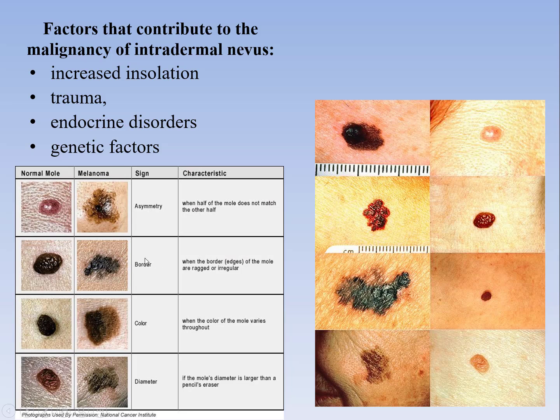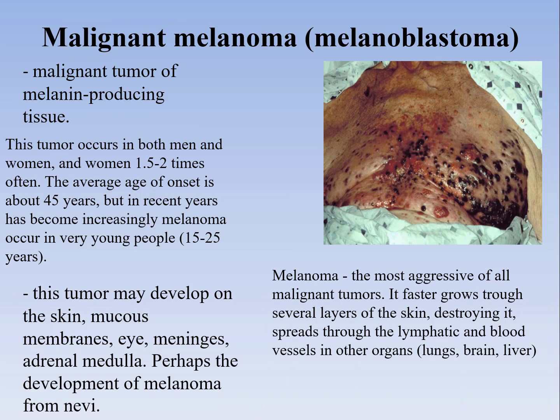B is border. When the border edges of the mole are uneven or irregular, we talk about malignancy. C is color. When the color of the mole varies throughout, so we can see darker areas and pale areas in one mole, and maybe areas of discoloration, white or red, it's a feature of malignancy. D is diameter. If the mole diameter is larger than a pencil eraser, it may be malignant. Not in all cases, but maybe. And E is evolution, so the tumor grows. If it grows, we talk about malignant features.